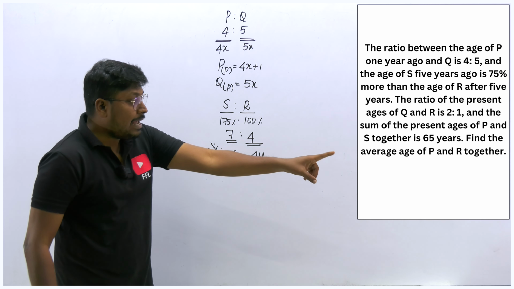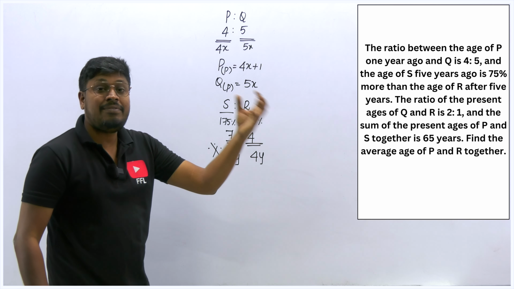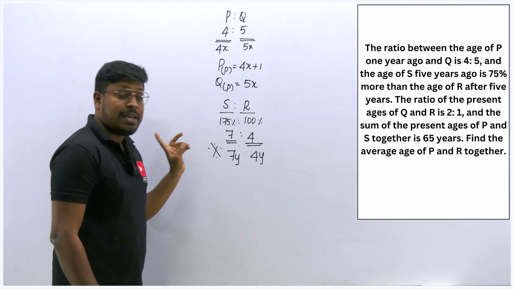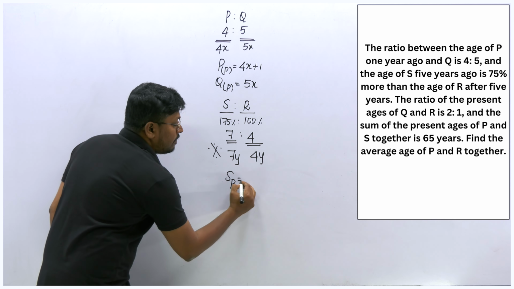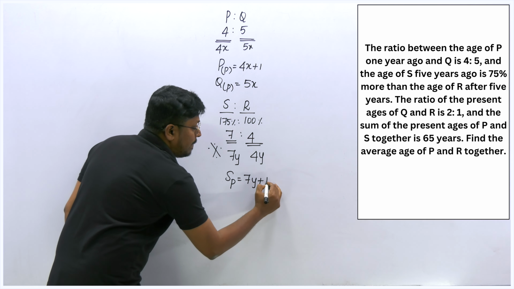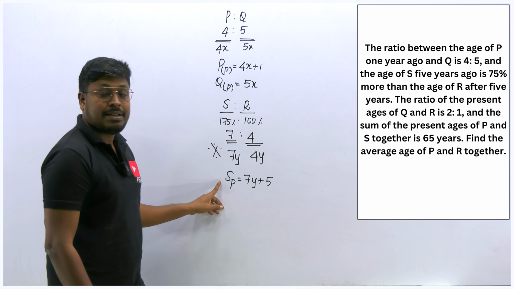Why? Because they have mentioned the age of S 5 years ago. So age of S 5 years ago, so bring them to the present. So present age of S will be 7y plus 5. So now this will be the present age of S.